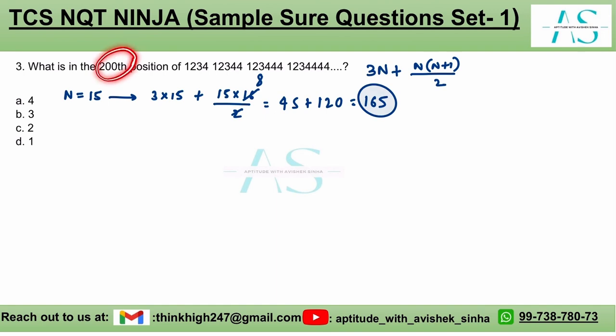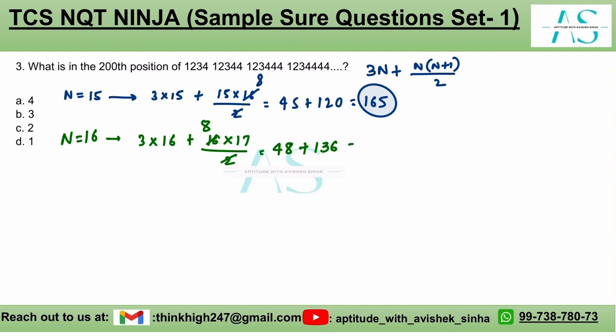We are not very close to 200, so we can try with n being 16. Let's see what we have: 3 into 16 plus 16 into 17 by 2. 16 3s are 48, then 17 into 8. 17 into 8 is simply 170 minus 34, we get 136. What do we have here? 48 plus 136, 184.